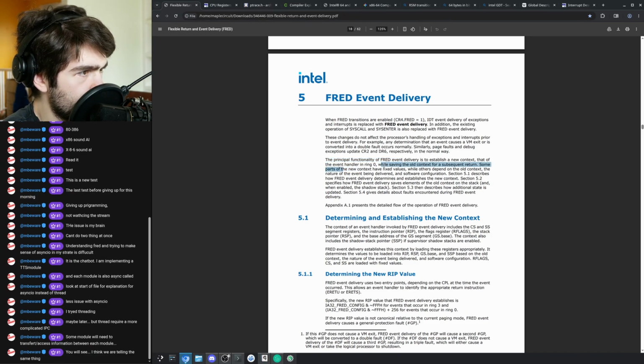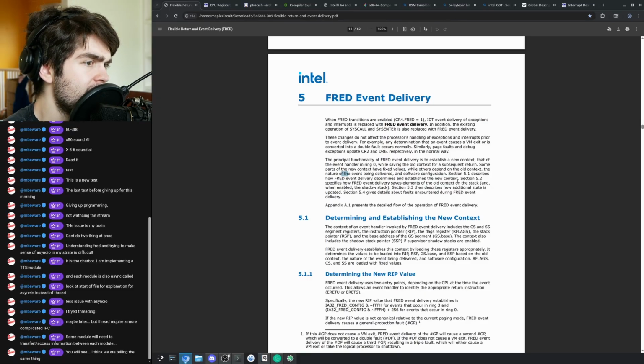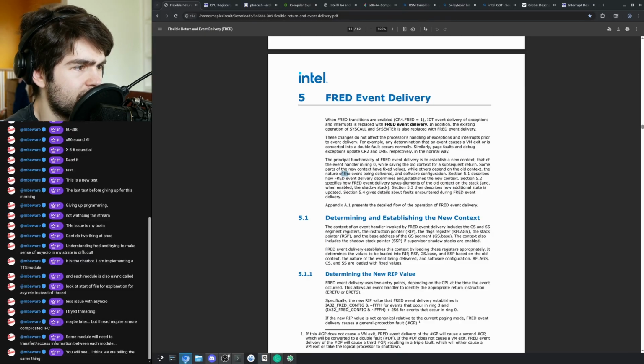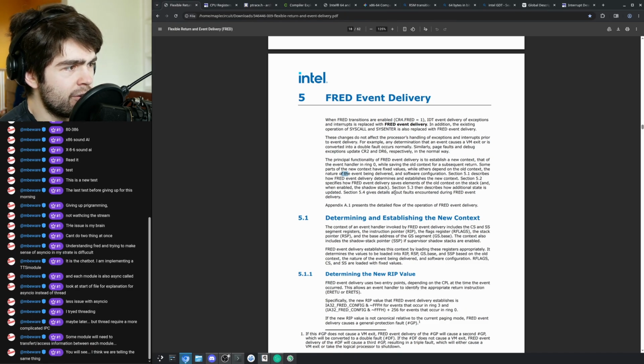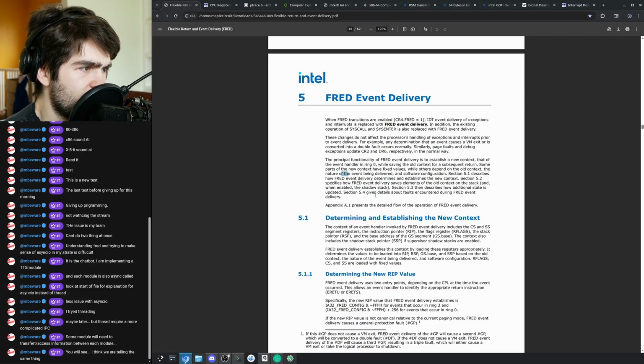Some parts of the new context have fixed values, while others depend on the old context, the nature of the event being delivered, and software configuration. Section 5.1 describes how FRED event delivery determines and establishes the new context. Section 5.2 specifies how FRED event delivery saves elements of the old context on the stack and, when enabled, the shadow stack. Section 5.3 then describes how additional state is updated. Section 5.4 gives detail about faults encountered during FRED event delivery.